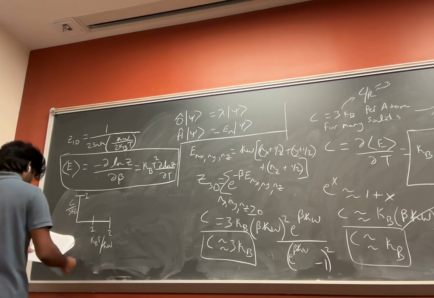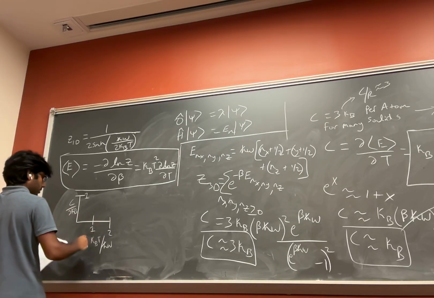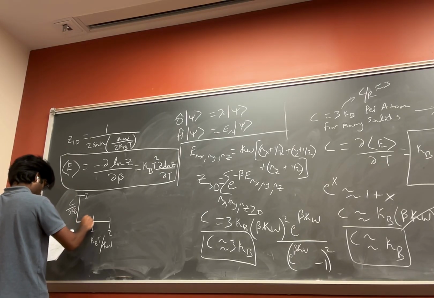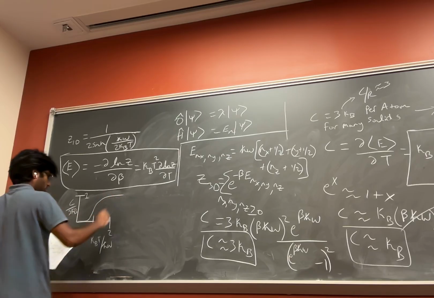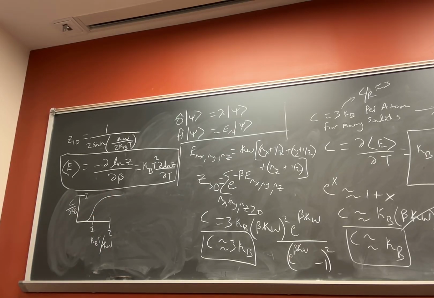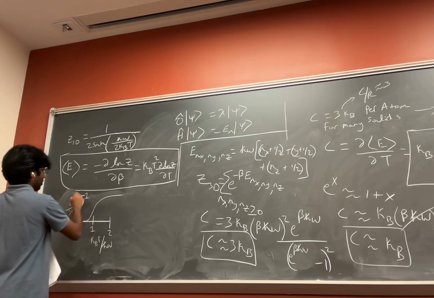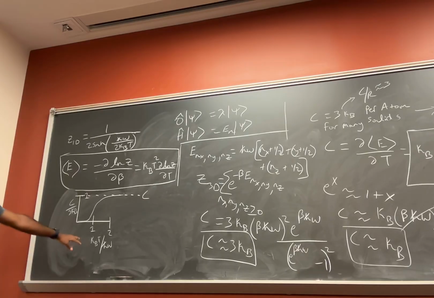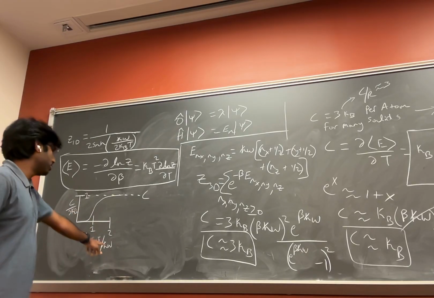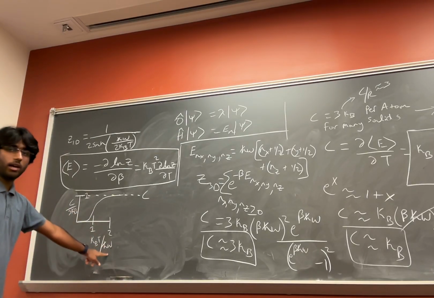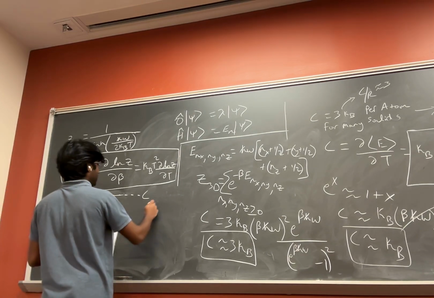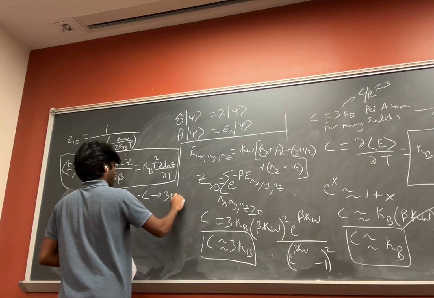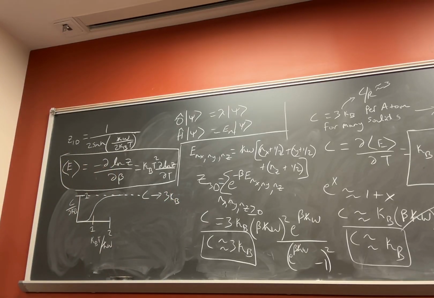based on Einstein's model, we see something like this. As you can see, at the high temperature limit, as T goes much, much larger than the Einstein oscillation frequency, we see that C asymptotically approaches the 3 kB value, which is very good.